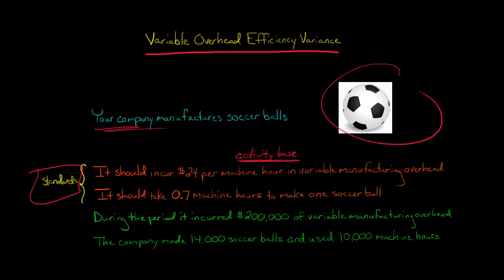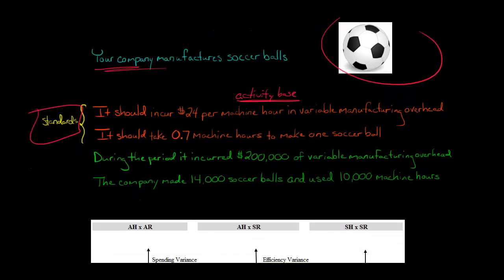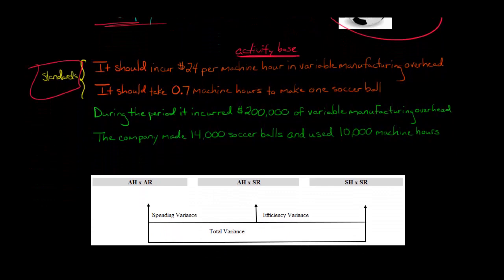Now we have enough information to calculate our variable overhead efficiency variance, and here's how I like to set it up. We've got our actual hours times the standard rate, and then we've got the standard hours times the standard rate. The difference between this and this is our efficiency variance. So let's start plugging in some numbers. For our actual hours, we have 10,000 machine hours. That's just in the given information. The standard rate is also given, $24 per machine hour. So 10,000 times 24 is $240,000.